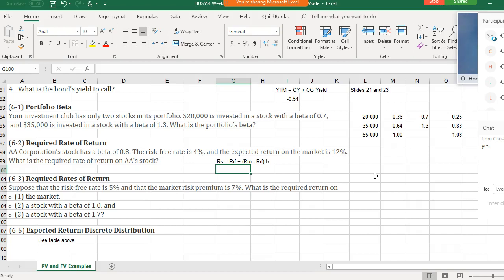Okay, so let's plug in our numbers so we can solve for this. It says here that the risk-free rate is 4%. So I'm going to put in plus 0.04. And I'm going to add to that the difference between R sub M, which is 0.12, minus the 0.04, and I'm going to multiply that by the beta, which is 0.8. Okay, so there's my formula. Let me just type it like this so you see it like that. And so those are the numbers.